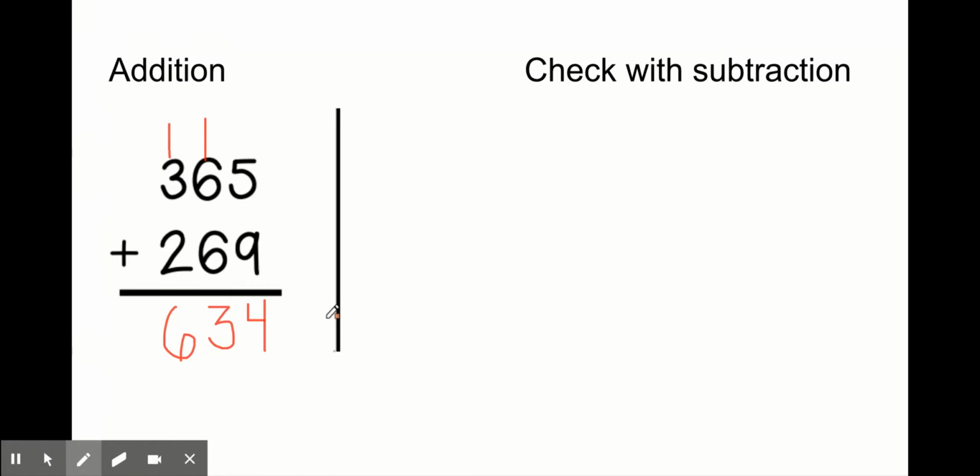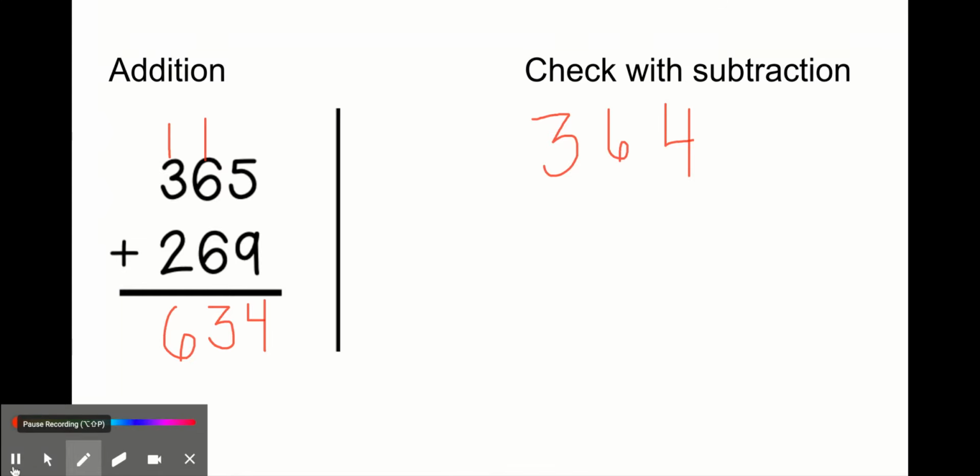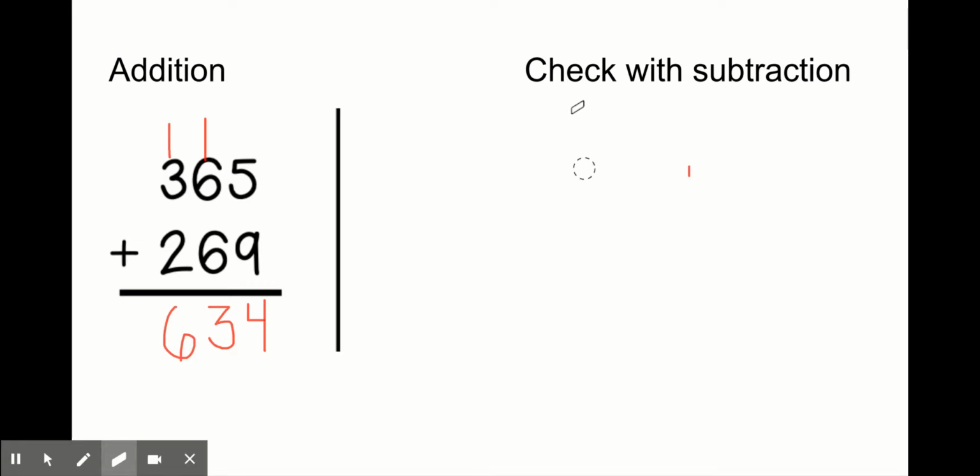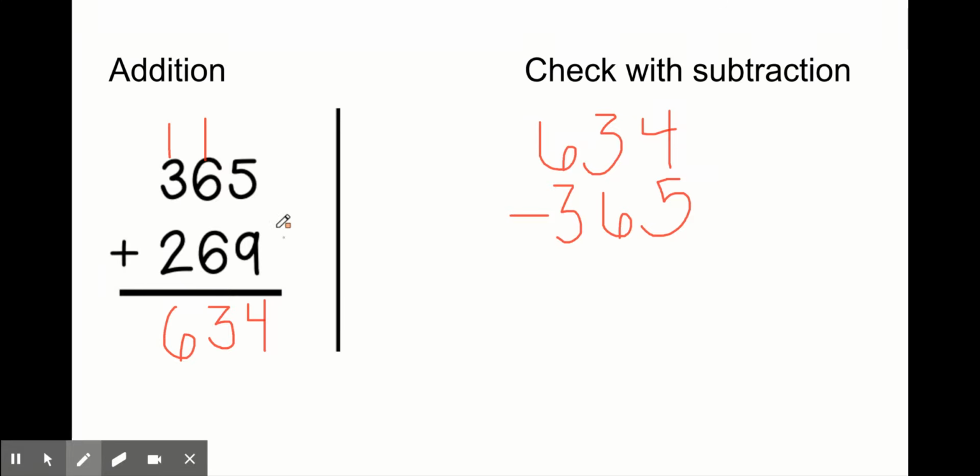634 is my whole. So when I subtract, I will start with 364. I will subtract then any part. It doesn't matter which part I choose to subtract, because the answer will be the other part. Miss White made a mistake, excuse me. I'm going to write my answer 634, not 364. And then I am going to subtract one of the parts. The part that I'm going to subtract is 365. Again, it doesn't matter which part you choose. My answer should be 269.